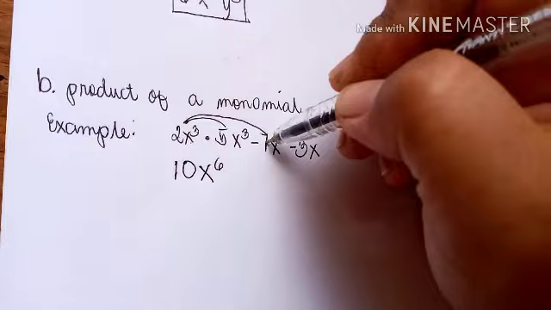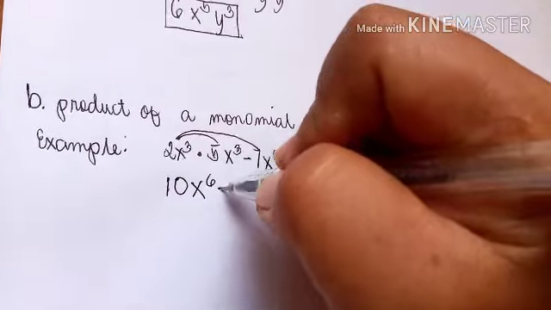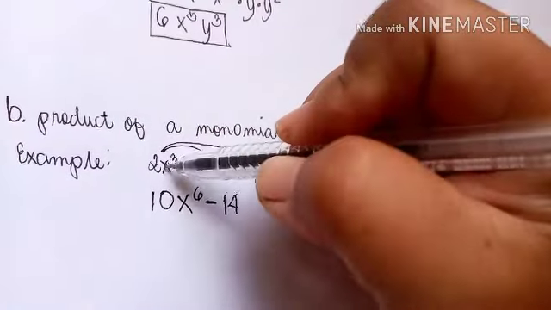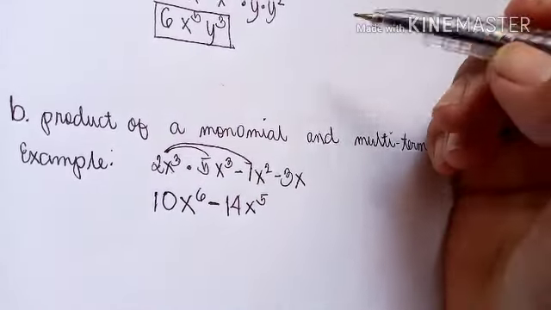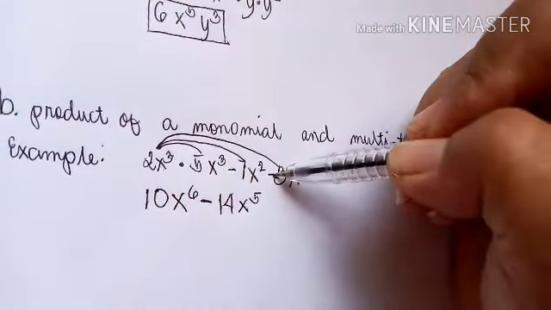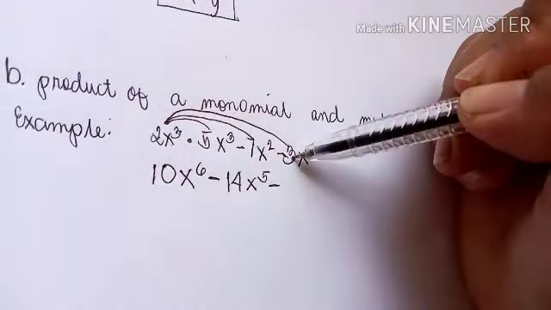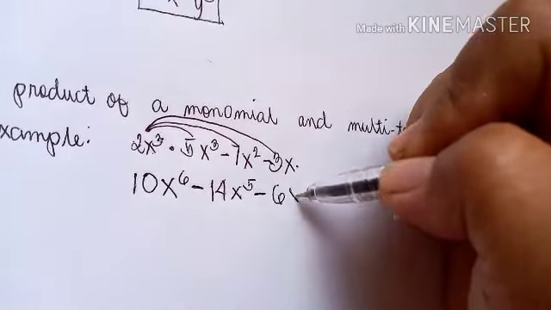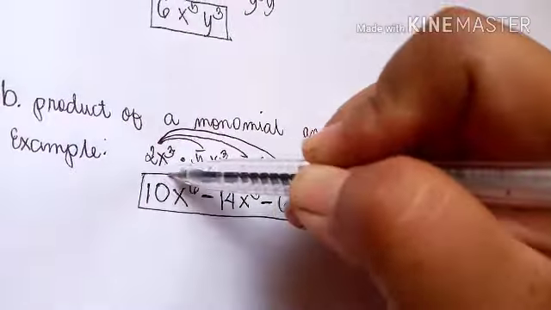2x cubed times negative 7x cubed. Since this is negative and this is positive, the sign would be negative. So 2 times 7, that would be 14. X cubed times x squared, that is x raised to 5. And the last term, we have 2x cubed times negative 3x. So the same, we have a negative sign. 2 times 3, that is 6. X cubed times x, that is x raised to 4. There. So that's our answer already.